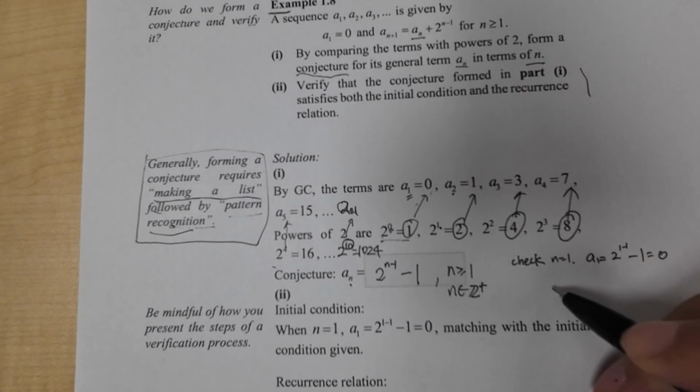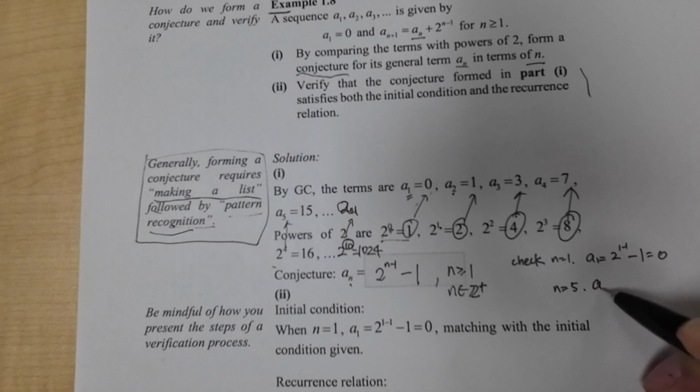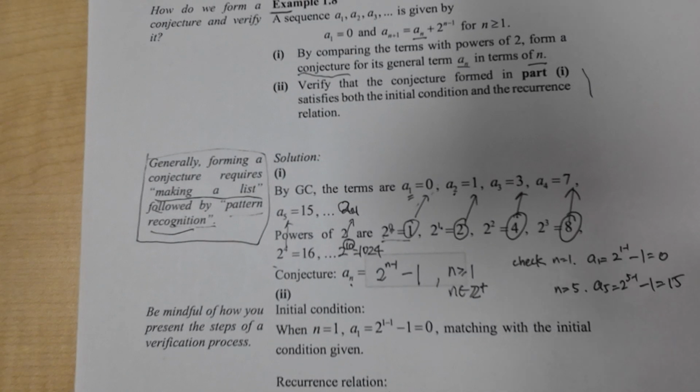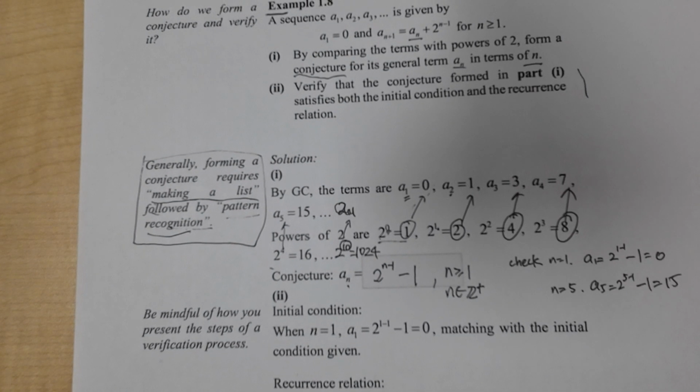Of course, if you don't feel comfortable, maybe you want to check n equals 4 or n equals 5. So a5 by my conjecture should be 2 to the power 5 minus 1, minus 1, this is 15. It also matches with the value given.